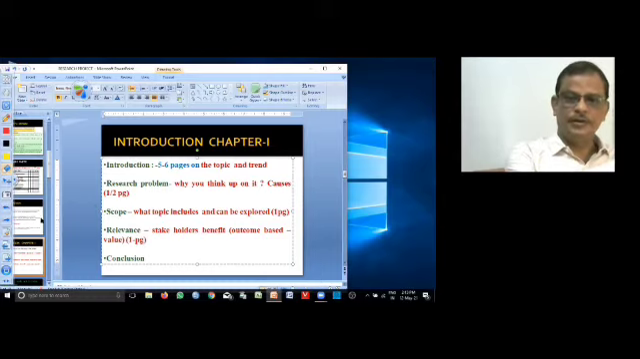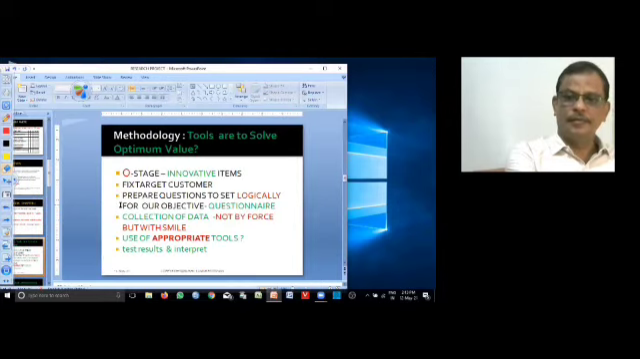So next is methodology. Methodology, you see, what is that? This is the method or the tools to use in your research to solve in an optimal way, or optimal value concept. So first I have written that innovative items, 0 stage.